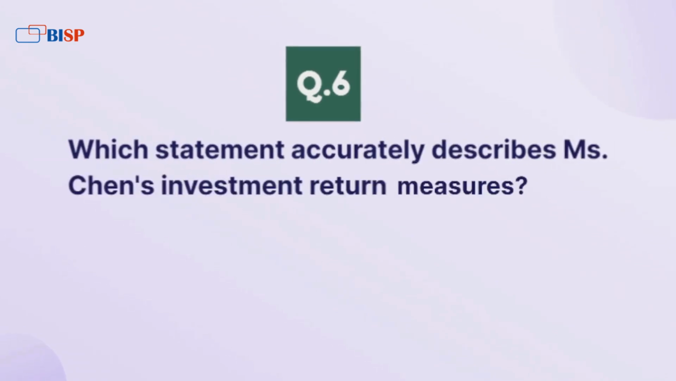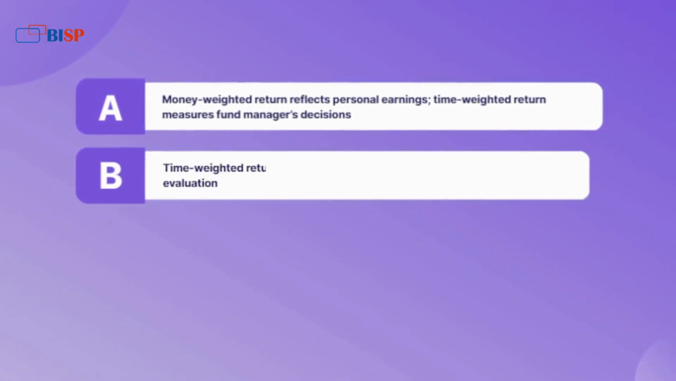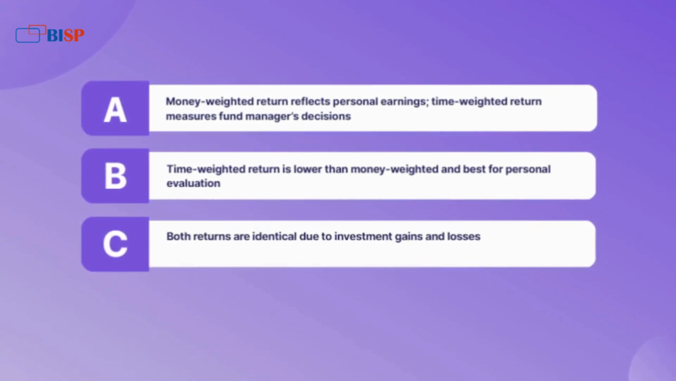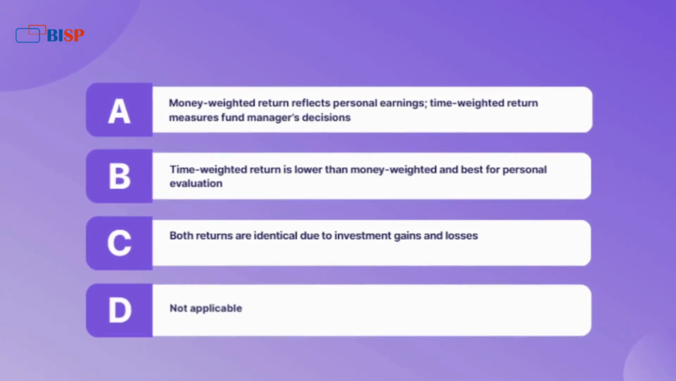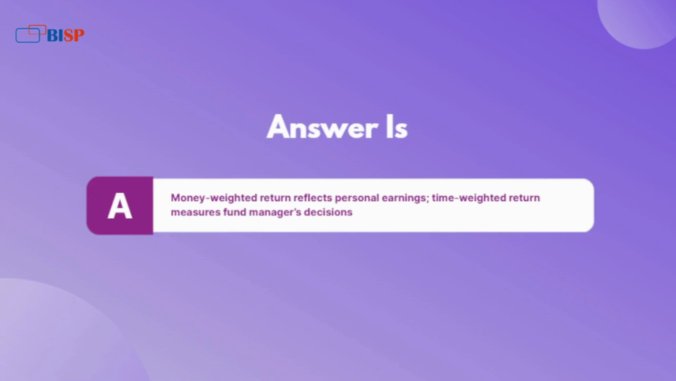Which statement accurately describes Ms. Chen's investment return measures? A. Money-weighted return reflects personal earnings. Time-weighted return measures fund managers' decisions. B. Time-weighted return is lower than money-weighted and best for personal evaluation. C. Both returns are identical due to investment gains and losses. D. Not applicable. Answer is A. Money-weighted return reflects personal earnings. Time-weighted return measures fund managers' decisions.